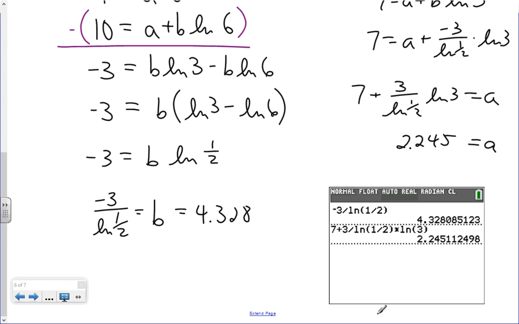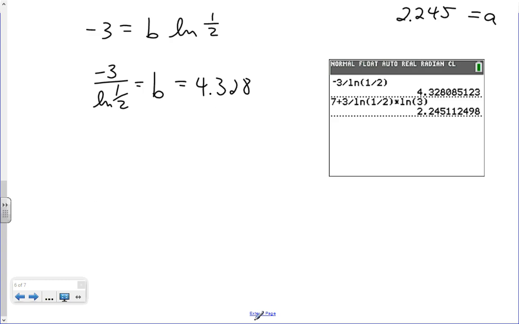They didn't just ask you to find A and B from that general equation. They said write the equation. So your equation there should be A plus B times this natural log of X. So let's write it that way. We have 2.245 plus 4.328 times the natural log of X. There is our equation.